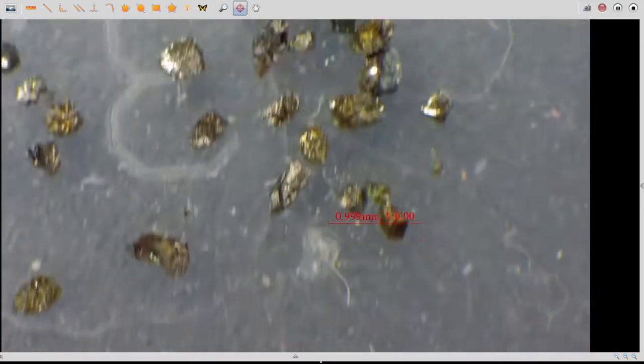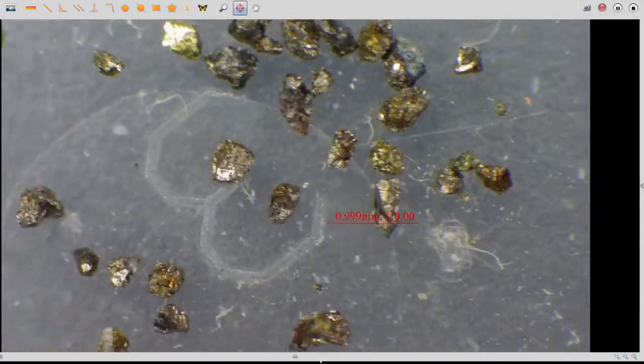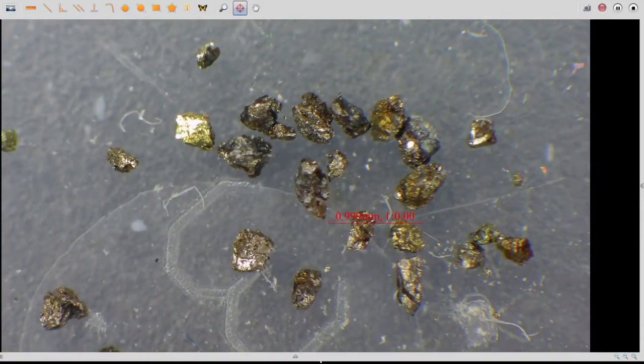Let me show you. The sulfides I've already collected, and I will continue with another fraction in another container.